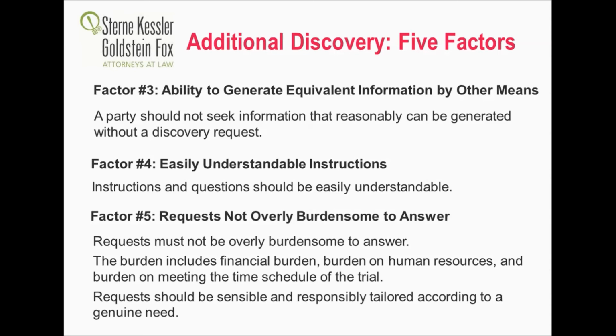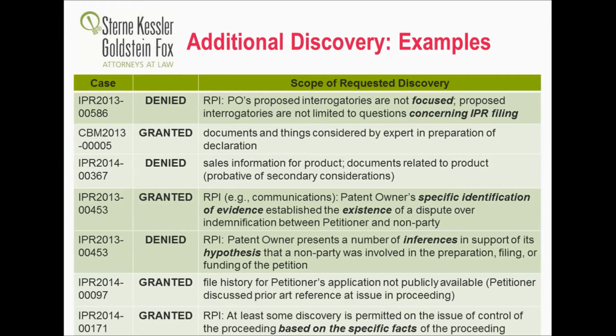And the fifth factor is the request can't be overly burdensome. So again, what the board is trying to do is be very clear that this is not going to be like district court discovery. It's very narrow. We're not going to force a side to get into expensive discovery. So the message is, if you come to us, know what you want, have reasons why you should get it, and make sure you're very narrowly tailored in your request.